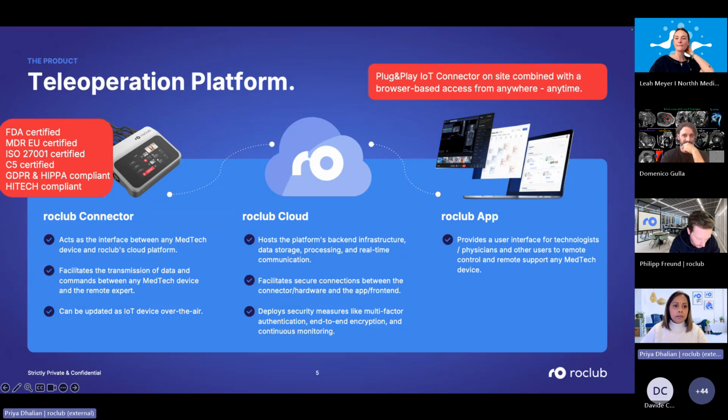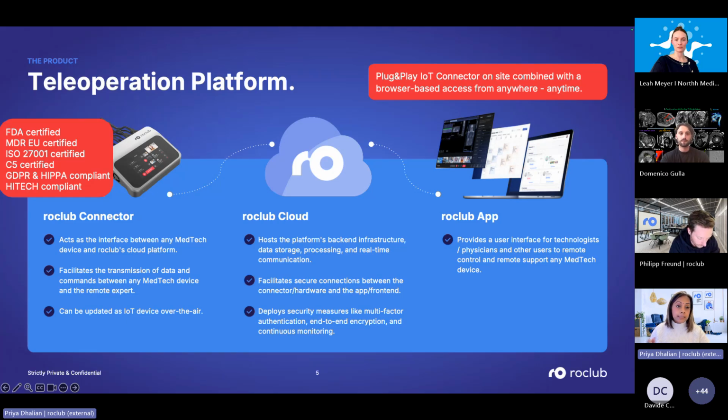So some very high level information on exactly what our platform is. Our platform is a teleoperation platform, and it allows remote access to medtech equipment. These are anything from MRI to CT to other imaging modality acquisition monitors and systems. And in a way, like Domenico mentioned, it's an excellent enabler for the remote application support for your fetal cardiac MRI scans. So the platform itself consists of three major components.